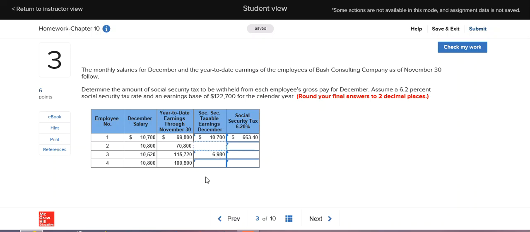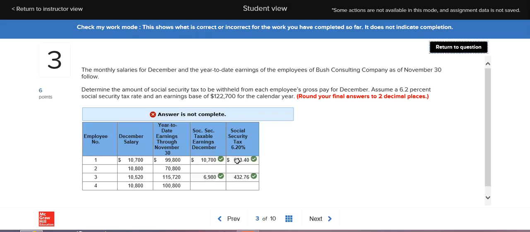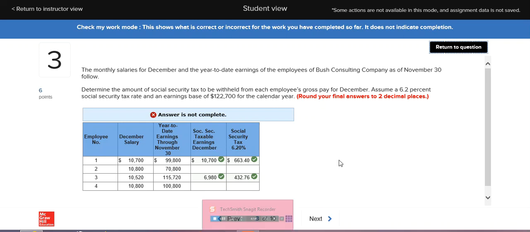So you're going to take the $6,980 times 6.2%, and I get $432.76. So let's just check, make sure I did my work right. Yeah. So most of them are going to be however much they made times 6.2%. But if any of them hit that $122,000, then you have to figure out what portion of their earnings is actually taxable, because it's probably not all going to be taxable if they're way up there in their salaries. All right, I'm not going to do the other two because that's pretty straightforward. We're going to go to a different problem.